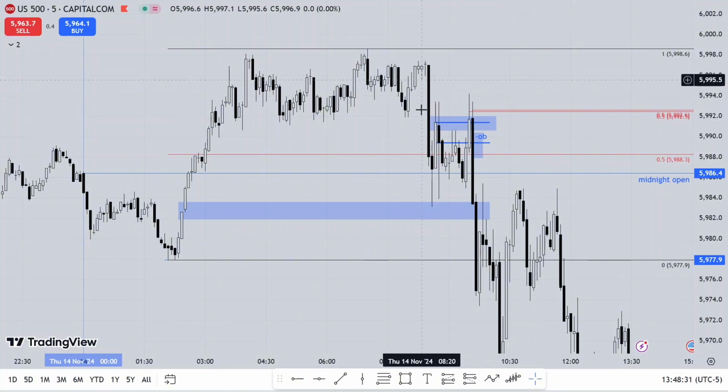So price dropped lower here and left this imbalance. Now you don't want this imbalance to be completely filled. So your stop loss should be placed at the candle that made this imbalance.